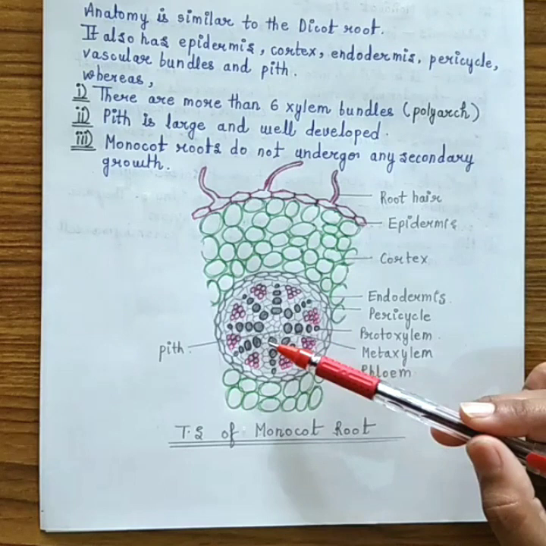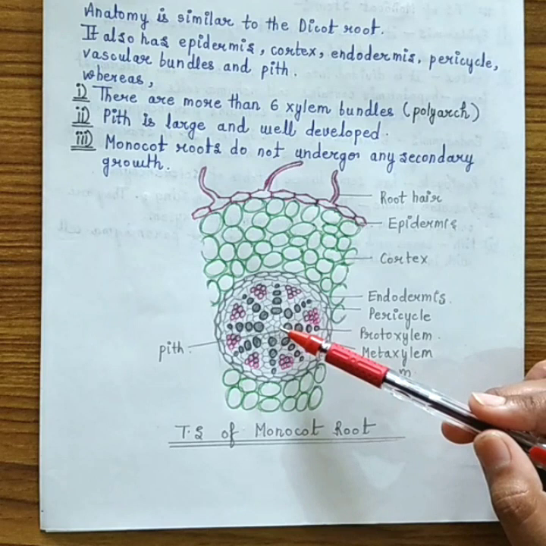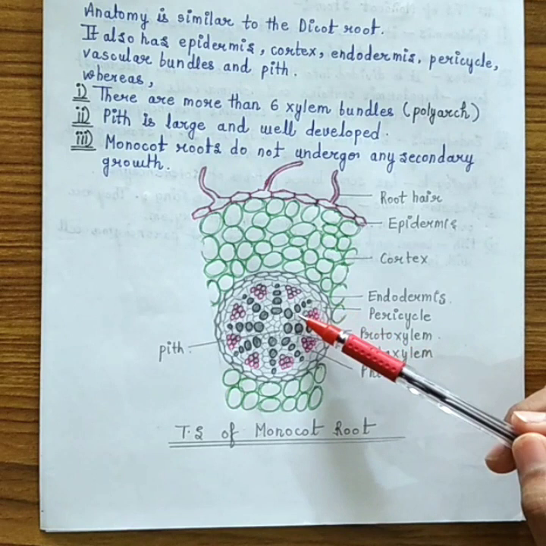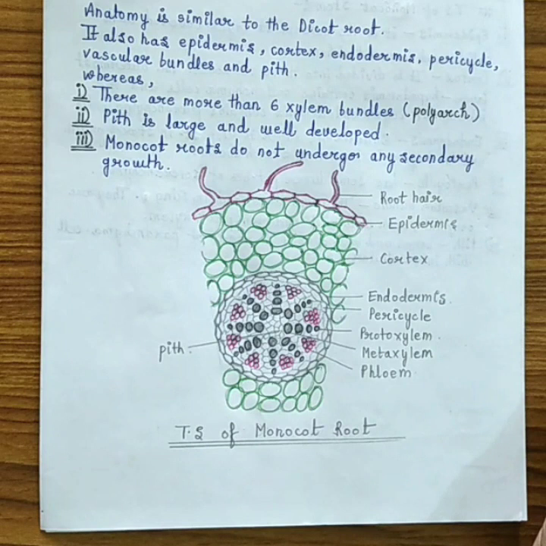developed. Now monocot roots secondary growth undergo nahi karti hai, whereas you have studied just within few minutes that dicot root mein jo pericycle hote hai wo secondary growth mein help karte hai. So monocot root mein kahin se bhi secondary growth nahi hoti hai. So this is all about transverse section of monocot root.